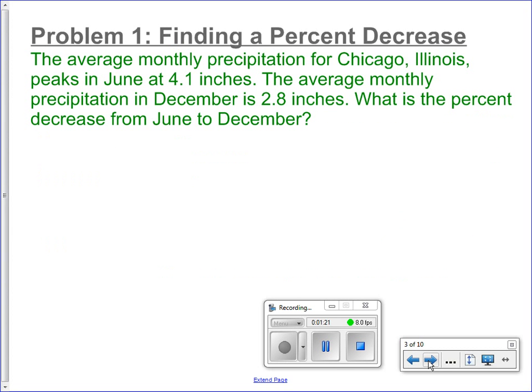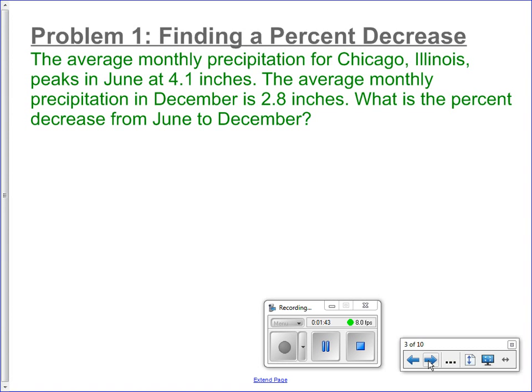Problem 1, finding a percent decrease. The average monthly precipitation for Chicago, Illinois peaks in June at 4 1/10 inches. The average monthly precipitation in December is 2 8/10 inches. What is the percent of decrease from June to December?